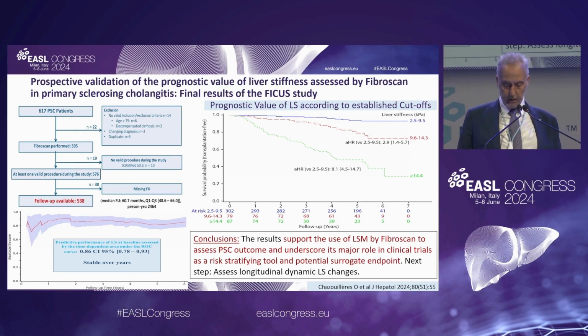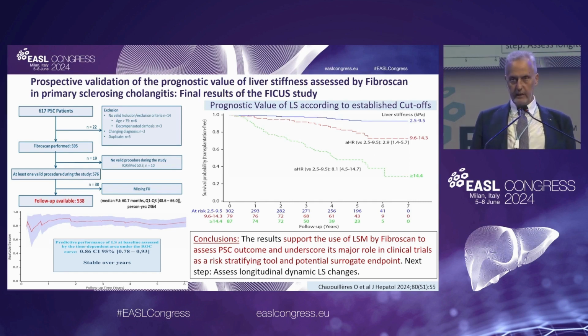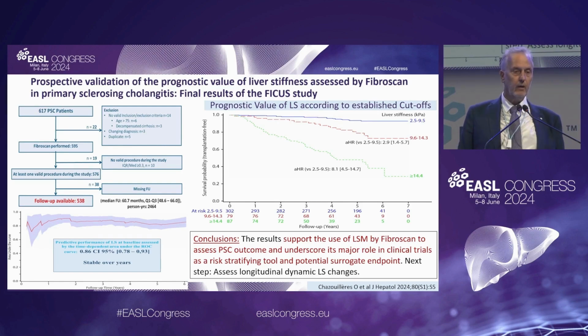concluding that these findings support, of course, the use of LSM by FibroScan to assess PSC outcome, but also probably underscore its major role in clinical trials as a risk stratifying tool and potential surrogate endpoint. Of course, the next step should be the assessment of the longitudinal dynamics of liver stiffness changes.